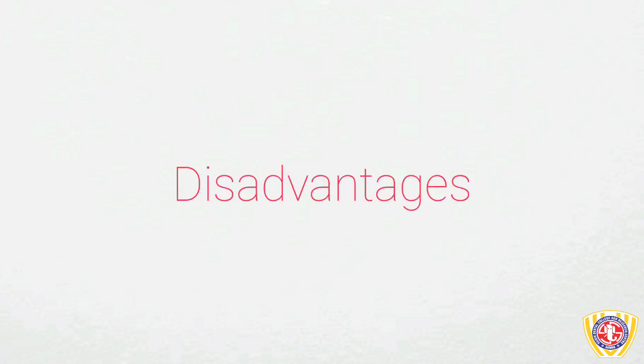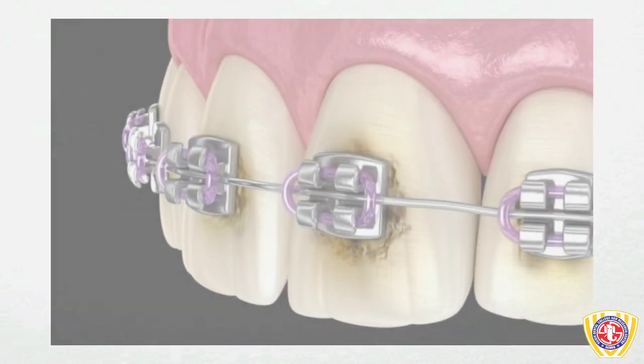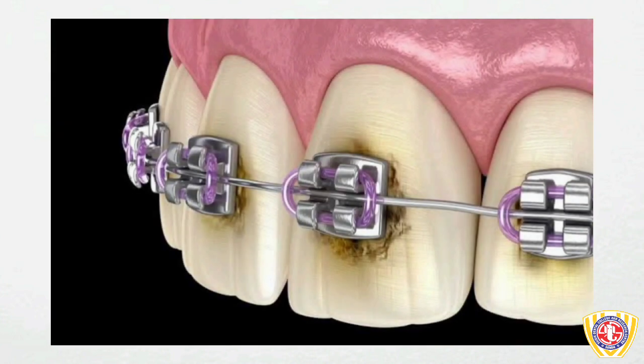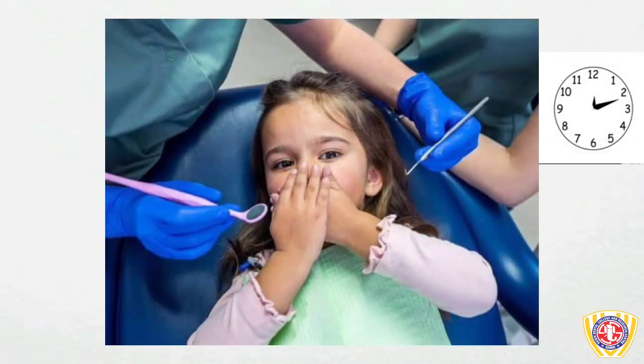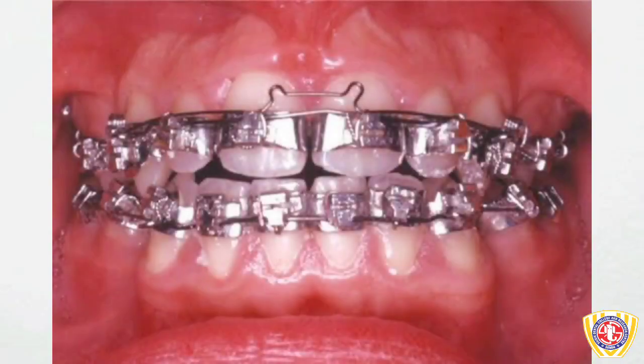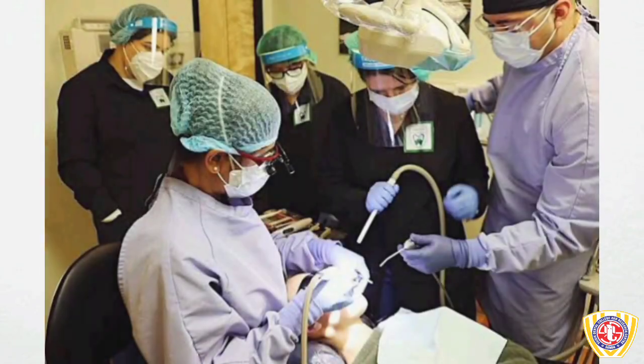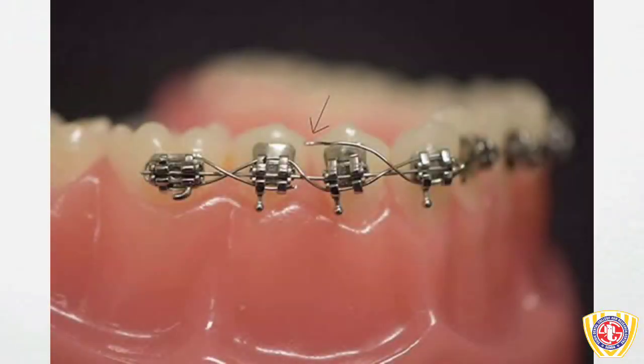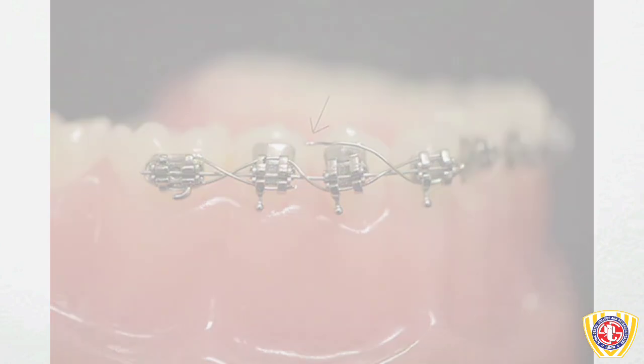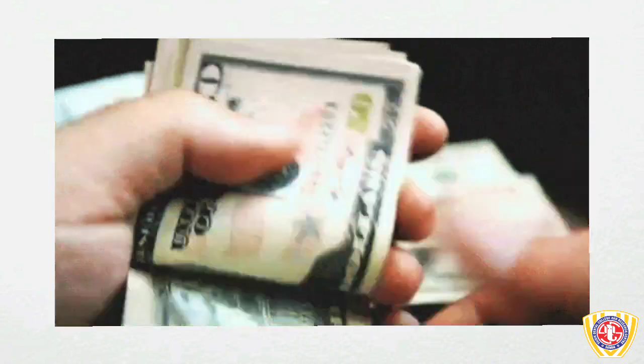Now, the disadvantages of the fixed appliance. The most important disadvantage of a fixed appliance is that oral hygiene maintenance becomes more difficult. Fixed appliances take up more chairside time, unlike removable appliances. They are more conspicuous than removable appliances and require special training of the operator. If it is damaged, it applies misdirected forces and cannot be removed by the patient. They are far more expensive than removable appliances and require multiple visits of the patient at regular intervals.